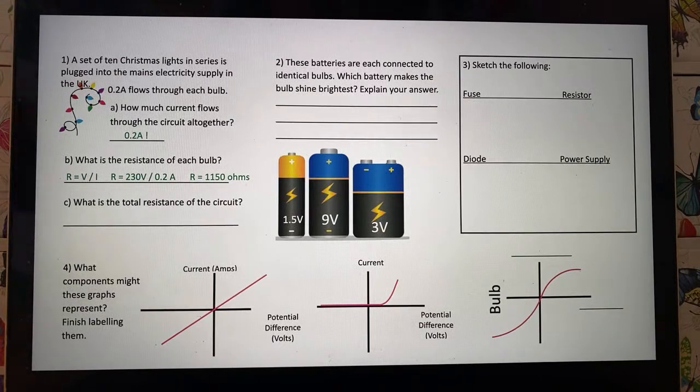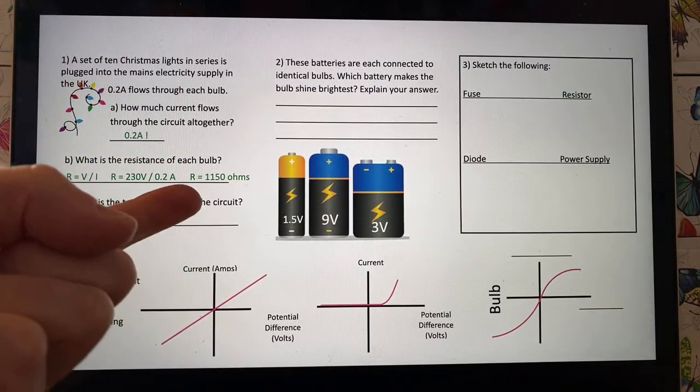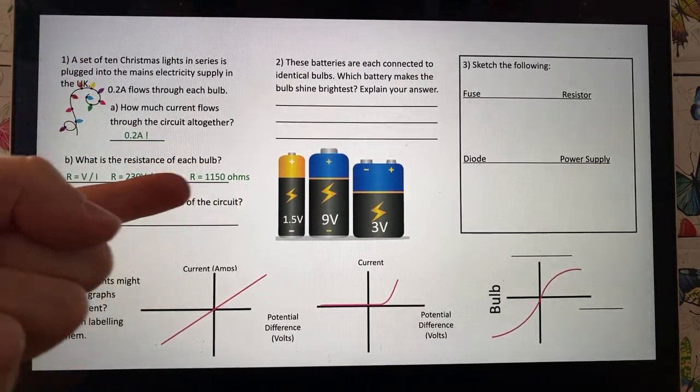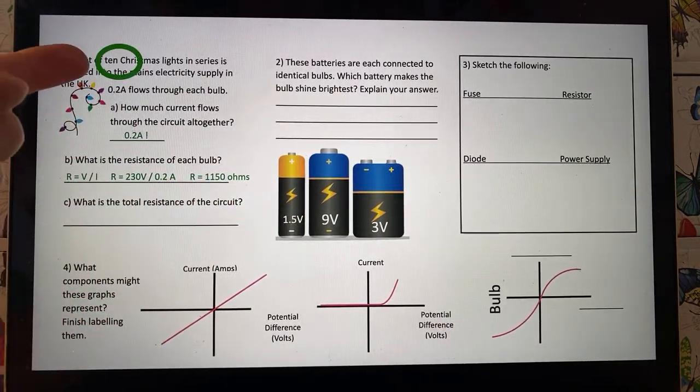1,150 ohms. But you've done the total voltage divided by the total current. So that's giving you the total resistance of the circuit. But actually, there's 10 bulbs. So for the resistance of one bulb, you do need to divide that by 10, because the total resistance is being shared by 10 bulbs.